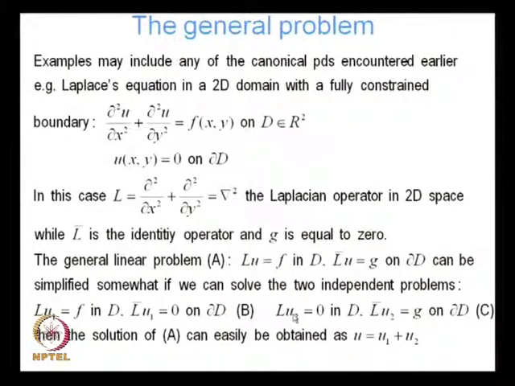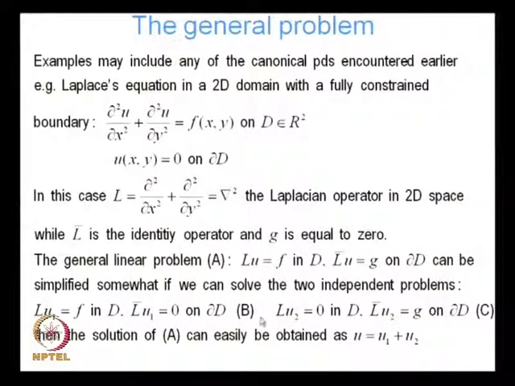The second problem is Lu2 is equal to 0 within the domain, and on the boundary L bar u2 is equal to g. So, it is the complementary problem. This is the problem B and its complementary problem C. If we solve B and C, then we can always obtain a solution for A as u is equal to u1 plus u2, the sum of these two solutions.